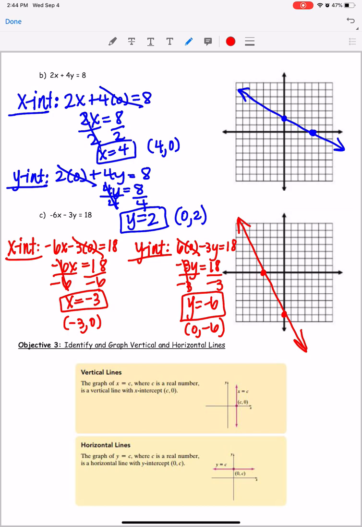All right, objective 3, we need to identify and graph vertical and horizontal lines. If it is a vertical line, that means you have x equals a constant. If you have a horizontal line, that means you have y equals a constant. You can memorize these if you want.